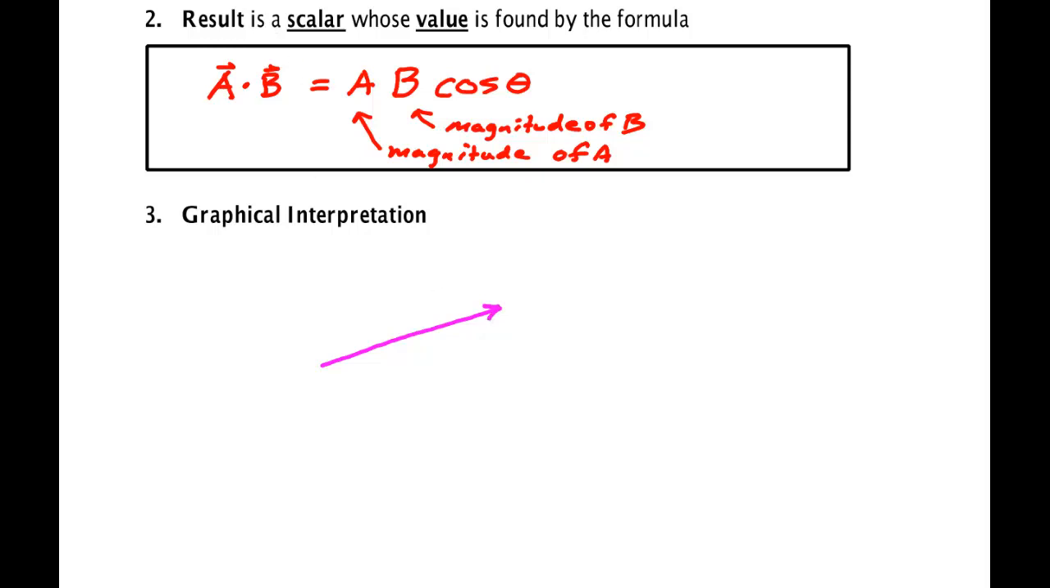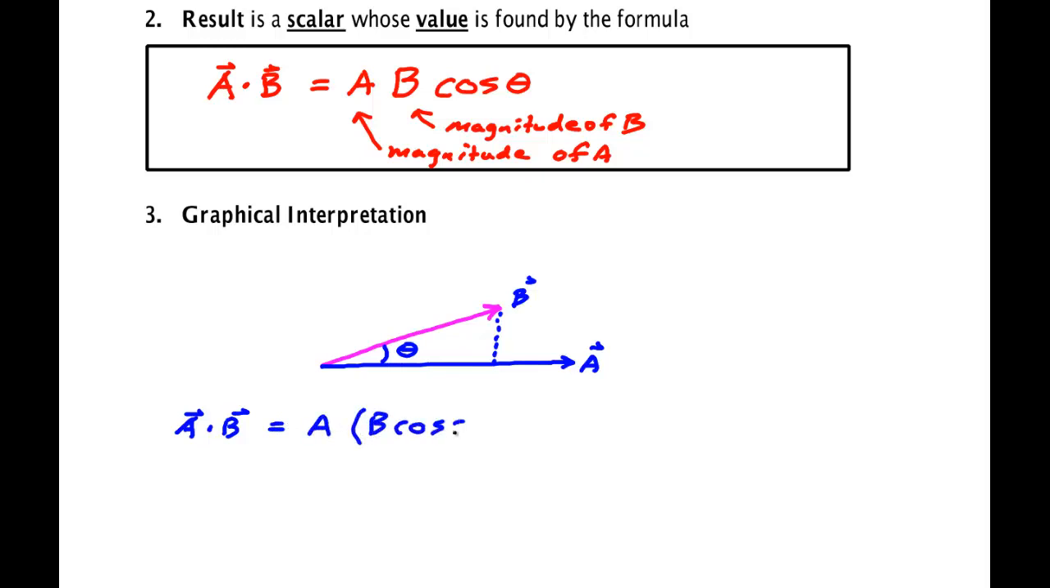And we also could draw a B. So we'll make that A, and we'll make this B. And if we look at that, there's an angle theta. So we could write this equation as follows. A dot B is equal to A times B cosine of theta.